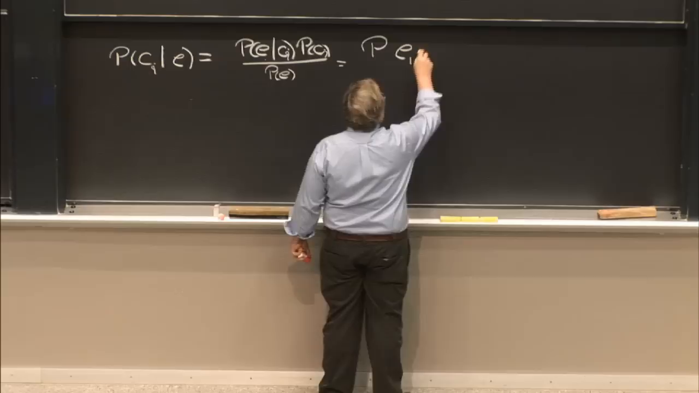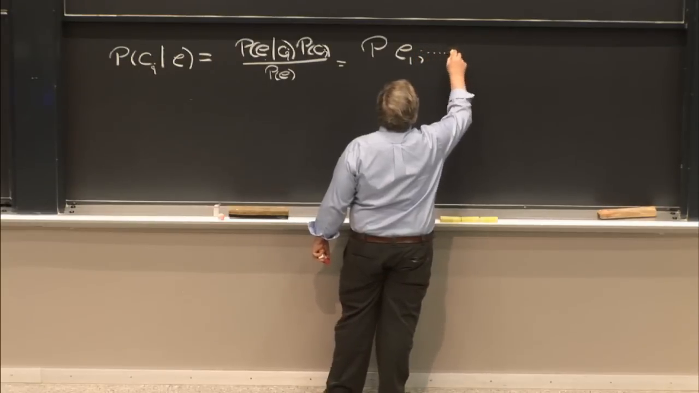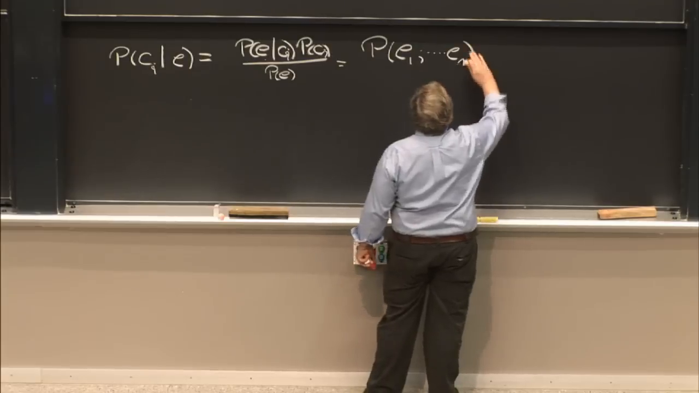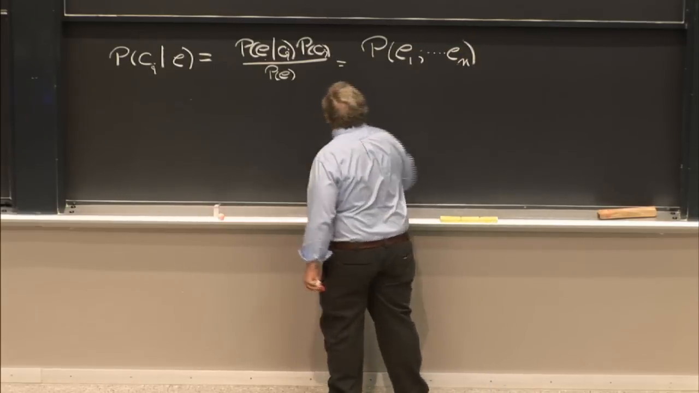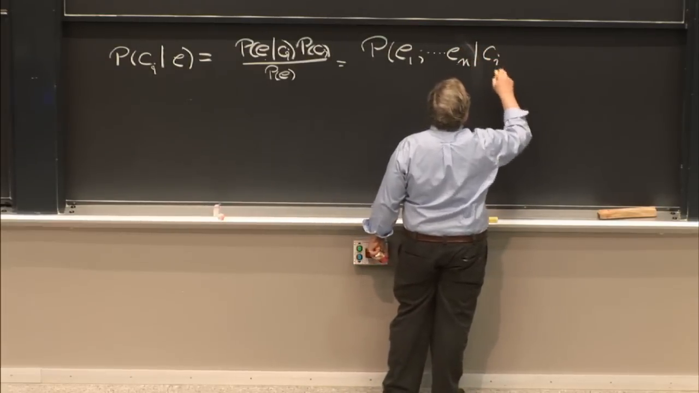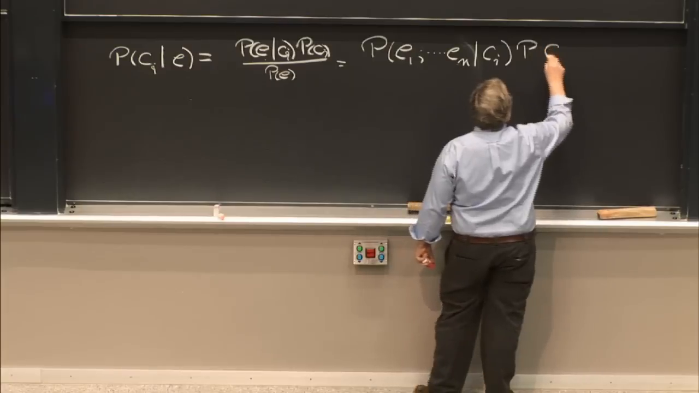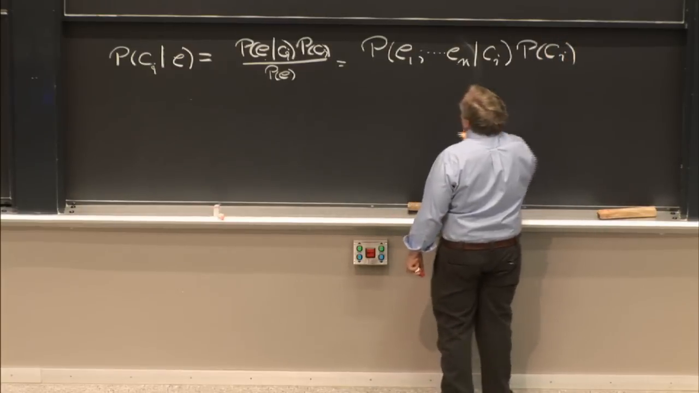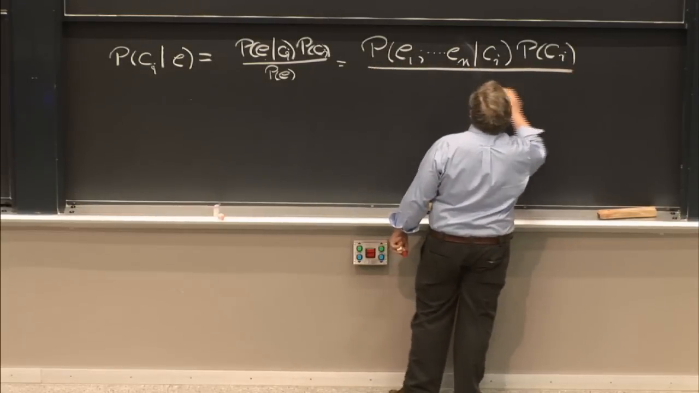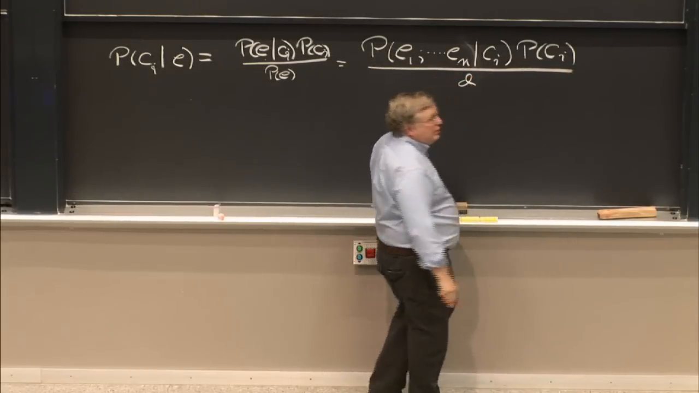So it could be E1, ..., En, oops, a premature right bracket. All that evidence given the class I times the probability of the class I over some denominator that we don't care about, because it's going to be the same for everybody. So I'll just write that as D.